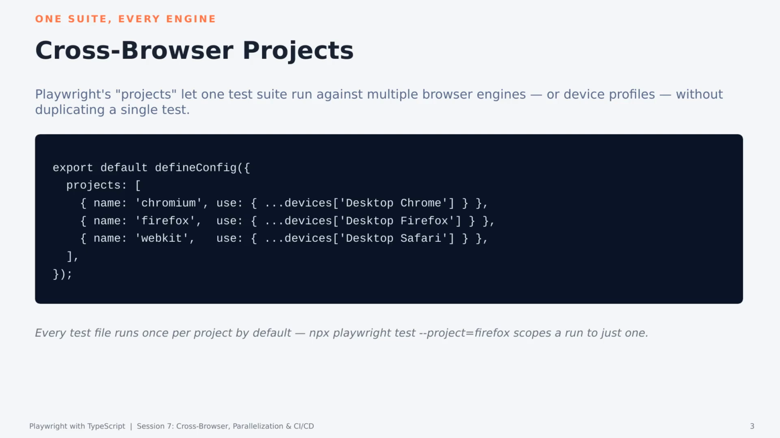Playwright's concept of projects lets one single test suite run against multiple browser engines, or even multiple device profiles, without you ever having to duplicate a single test. Here's the config: an array called projects with 3 entries, one named Chromium using desktop Chrome, one named Firefox using desktop Firefox, one named WebKit using desktop Safari. By default, every test file runs once per project, and you can scope a run down to just one of them. npx playwright test --project=firefox runs only against Firefox, for example.